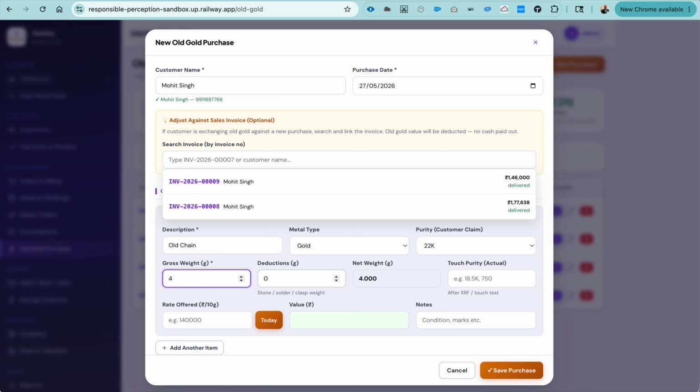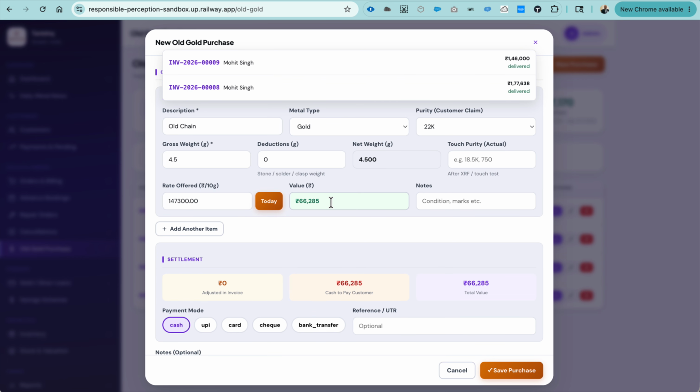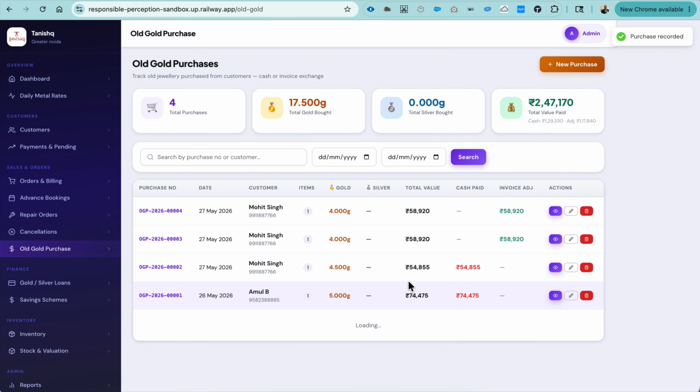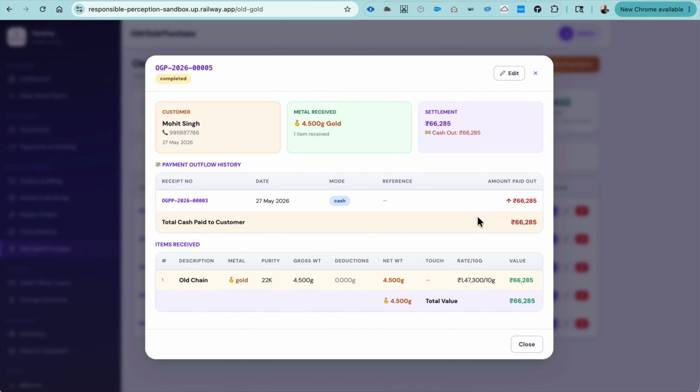Let's suppose 4.5 is my gross weight, and today's rate is 66,285. This has to be a cash payment given to the customer. So I will go and place the purchase. Once you have made the purchase, you can see that for this particular customer we already have an order cash flow given. So this order cash flow is 66,285.